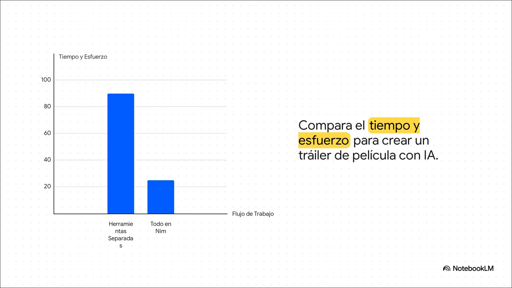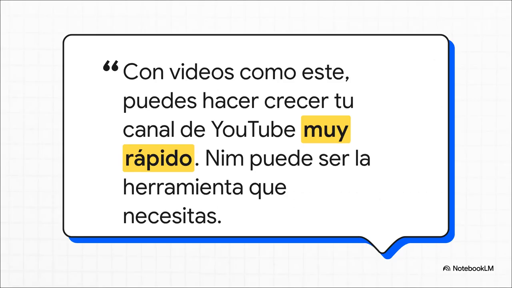And if you're still wondering why having everything in one place is so important, here's the answer: efficiency. The time and energy you waste jumping between tools to create something complex like a trailer is enormous. By integrating everything into a unified workflow, NIM dramatically reduces that effort, giving you back your most valuable resource, your time to create.